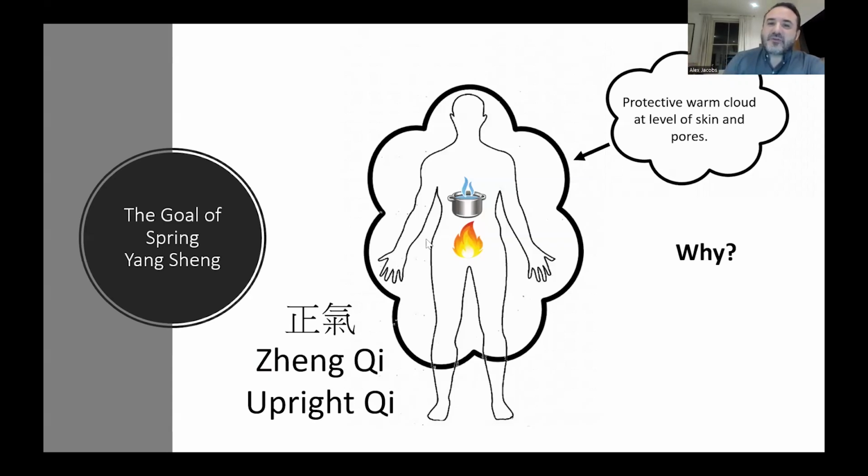And we need both. So we need fluids. We can't be too dry, but we also need warmth. And if those two go together and the warmth is underneath the pot, it can steam the pot, it can create the steam, and it can flow around the body.